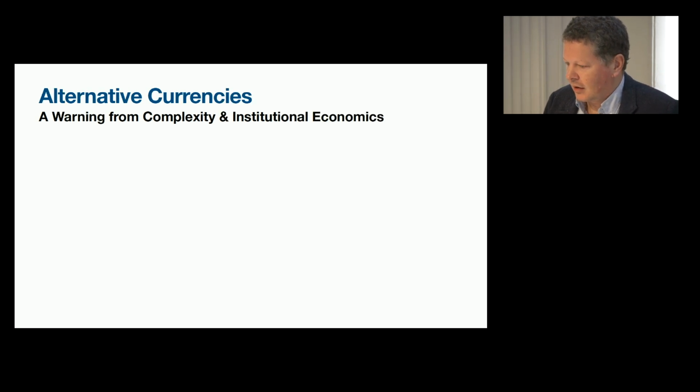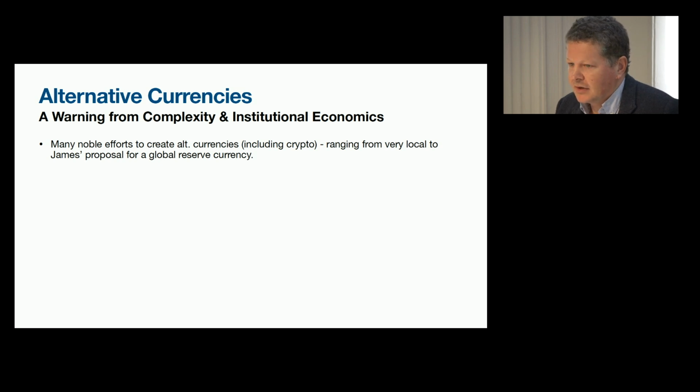So the final thing I want to talk about is currencies, because this is something I know a fair amount about, having worked at the Bank of England, and my PhD was in institutional economics as well as complexity science. There are many noble efforts, and I genuinely mean great efforts, to create alternative currencies, and I would include crypto in that, ranging from the very local, and Sue talked about the Brixton and Bristol pounds, to James Gilligan, who proposed a global reserve currency about 12 years ago in an excellent paper, which I fully support, and I think these are great.